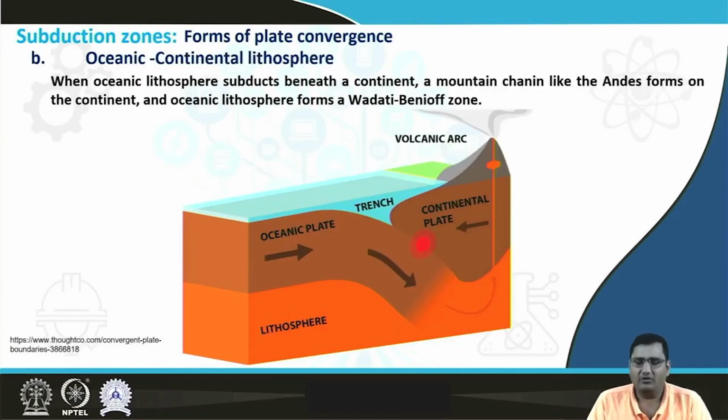Now let's talk about oceanic-continental lithosphere. When oceanic lithosphere subducts beneath a continent, a mountain chain like the Andes forms on the continent, and the oceanic lithosphere forms the Wadati-Benioff zone. So here is the Wadati-Benioff zone, and you can see the oceanic lithosphere here is subducting beneath the continental lithosphere, and that is forming mountain chain like structures just above over here.